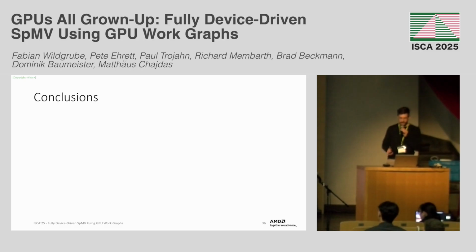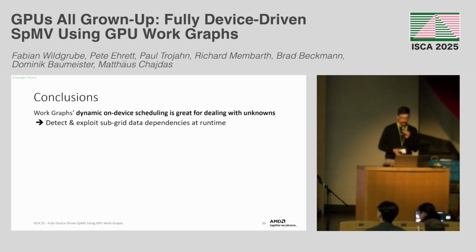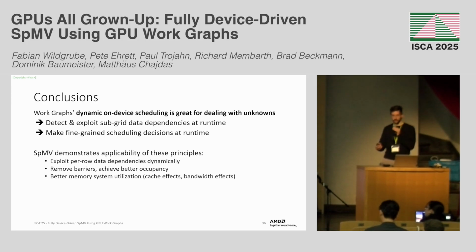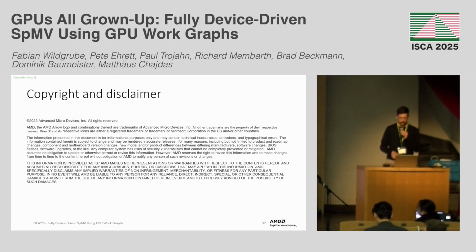But the bottom line is, with work graphs and its dynamic on-device scheduling, you have a great tool for dealing with unknowns. So we can detect and exploit subgrid data dependencies at runtime, and we can make fine-grained scheduling decisions at runtime. And by looking at SpMV, we've demonstrated that these principles can apply to the HPC space. So even though it is a tool from the graphics space, let's see if we can make it work in HPC as well. And with that, thank you very much.